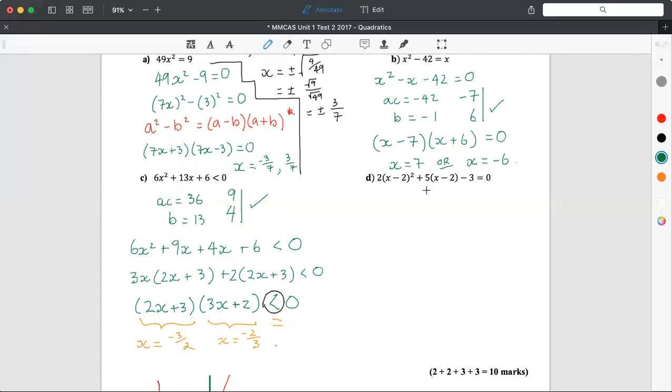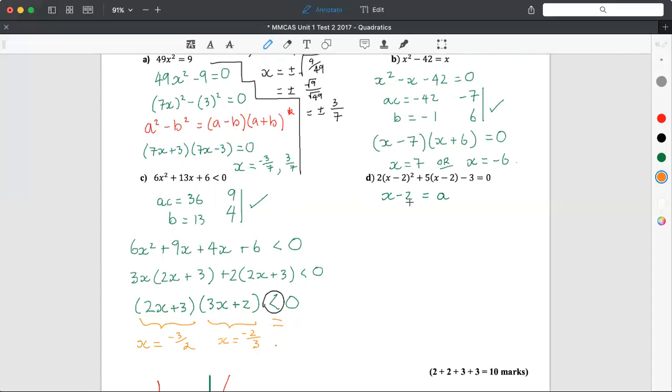People tended to expand it and then tried to solve it that way, which is fine, but we're always looking for the most efficient strategies. In this case, what we can do is let x minus 2 equal some letter that we make up. Let's call it a, just to make it easier to solve.